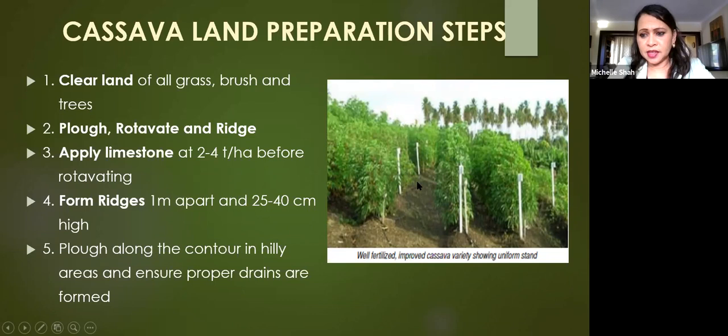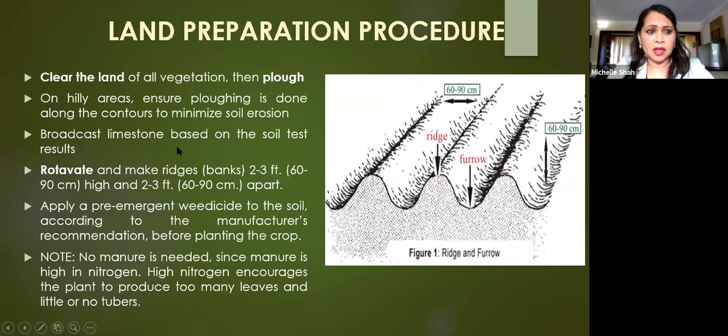So we see this photo showing you the way some of these cassava plants are planted. And they are planted in stands, you call it stands. Land preparation, the procedure for land preparation. As I stated before, you clear the land and you broadcast limestone in the soil. You see the ridges and furrows. The ridges are the mounds. And these ridges are 2 to 3 feet high, and they are 2 to 3 feet apart.